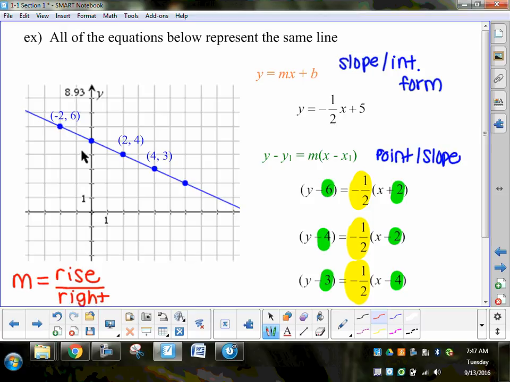There is a difference, and if you give your answer in the wrong form and it says one way and you give it the other, you don't get points for it. Questions on that?